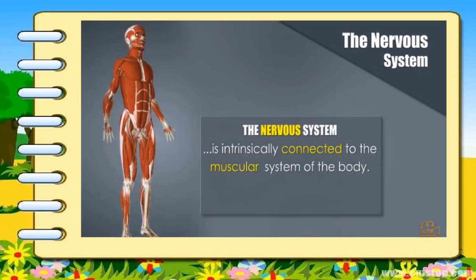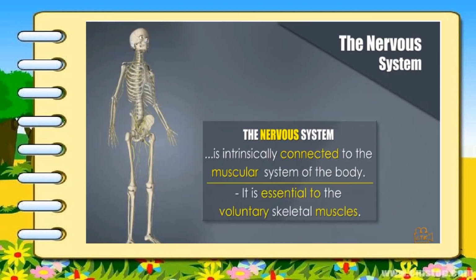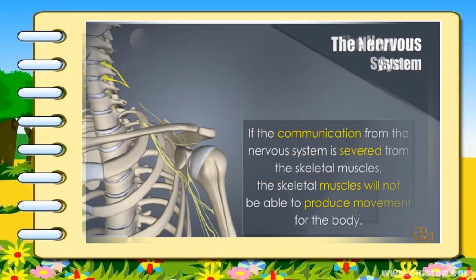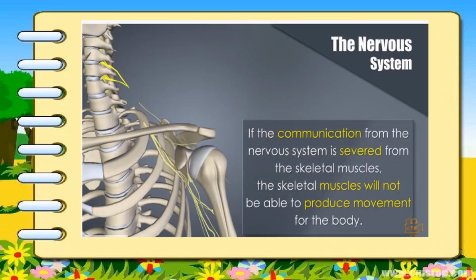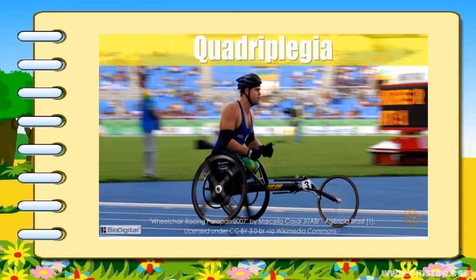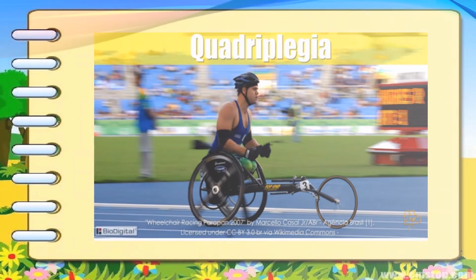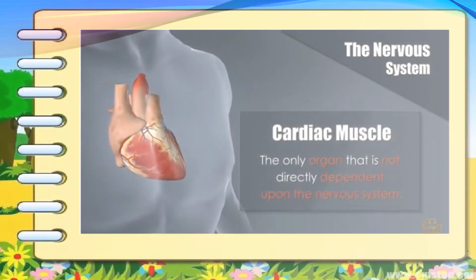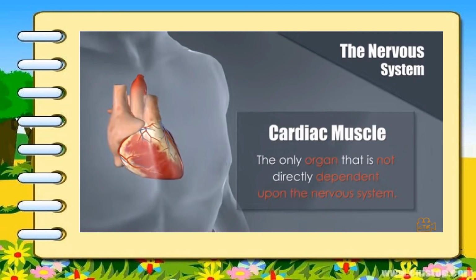The nervous system is intrinsically connected to the muscular system of the body. It is essential to the voluntary skeletal muscles. If the communication from the nervous system is severed from the skeletal muscles, the skeletal muscles will not be able to produce movement for the body. The body is now in a state of paralysis. This is known as quadriplegia. Cardiac muscle is the only organ that is not directly dependent upon the nervous system.